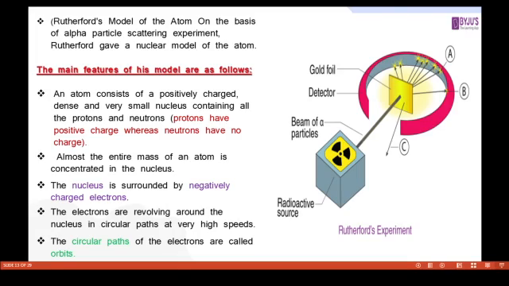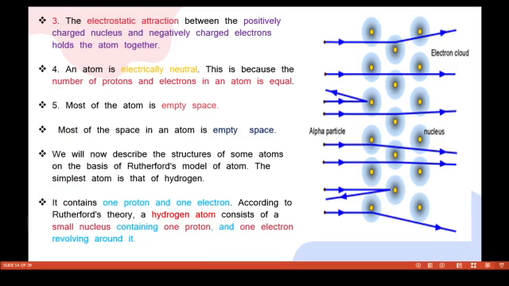The circular paths of the electrons are called orbits, okay students. The electrostatic attraction between the positively charged nucleus and the negatively charged electrons holds the atom together. So the electrostatic attraction is very important. An atom is electrically neutral because the number of protons and electrons in an atom is equal, and most of the atom is empty space.